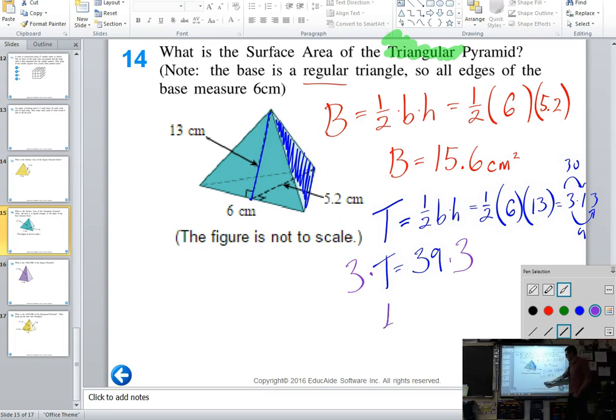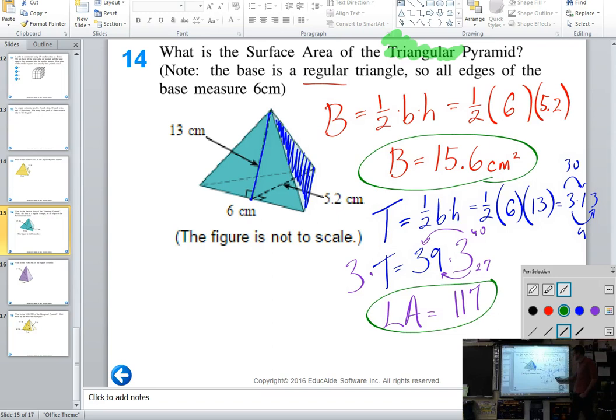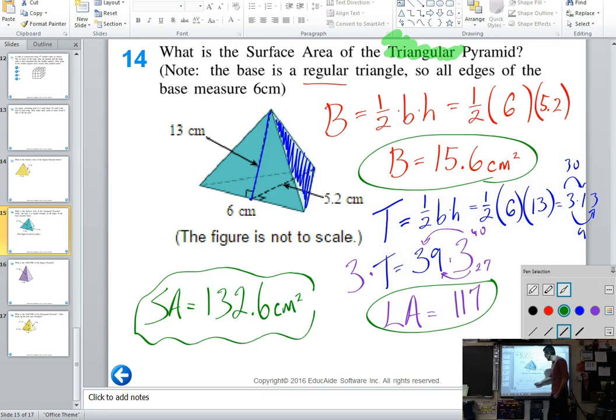So that tells me now that my lateral area, again, I can break this up. 3 times 30 is 90. 3 times 9 is 27. Put those together and I get 117 for the lateral area. We now have 117 and 15.6 as my pieces of the surface area. So when I combine these all together, surface area is going to become 132.6, I believe. And it doesn't mean anything if it doesn't have a label. So our label there is centimeters squared.